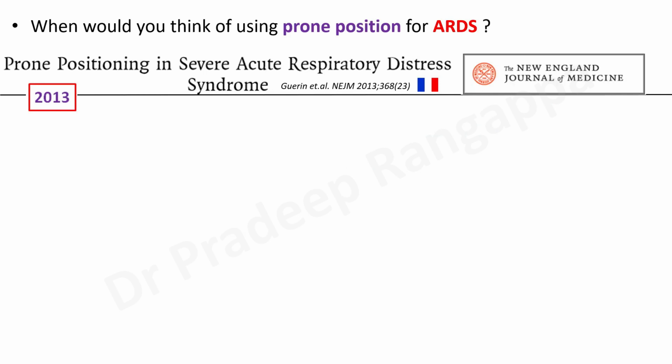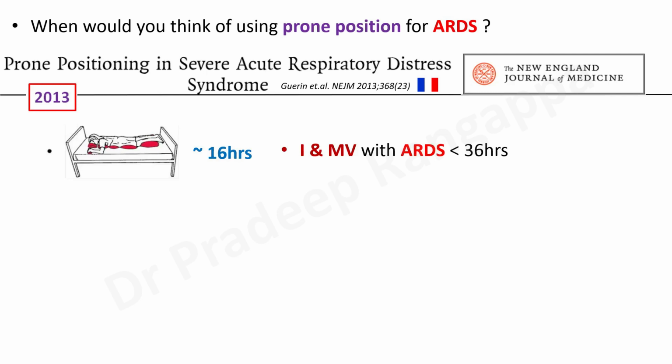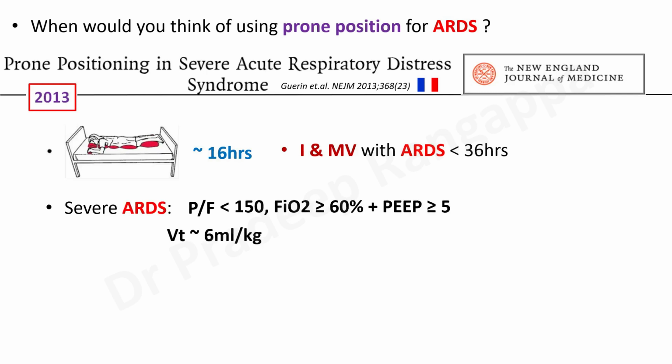So about prone ventilation, it is fairly clear. We had the PROSEVA trial. Proning for 16 hours was found to be beneficial. In any patient who is intubated and mechanically ventilated with ARDS for less than 36 hours, if they have severe ARDS with a PF ratio of less than 150, on FiO2 more than 60% plus PEEP of more than 5, with protective lung ventilation with tidal volume of 6 ml per kg, if things are not getting better, they do deserve to be proned.